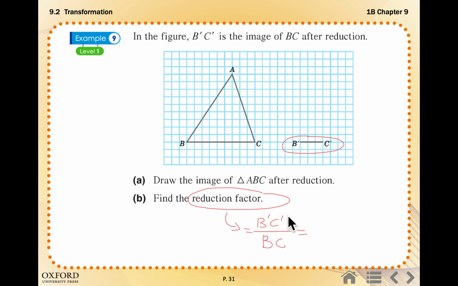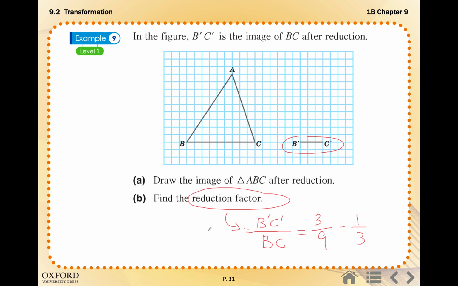In the calculation of the reduction factor, we have to calculate in this way, and then just need to count the length of B dash, C dash, and here 1, 2, 3, 3 units, and then divided by originally for BC, that is 1, 2, 3, 4, 5, 6, 7, 8, 9 units. And that's why finally, after simplification, that is 1 over 3. This is the reduction factor. Remember how to calculate the reduction factor. And it's the same for the enlargement factor.